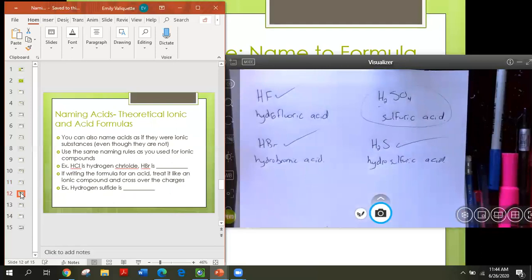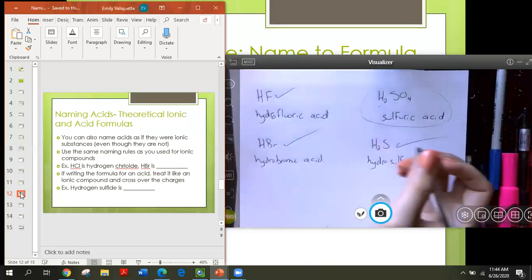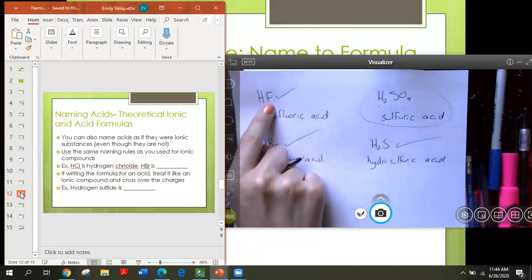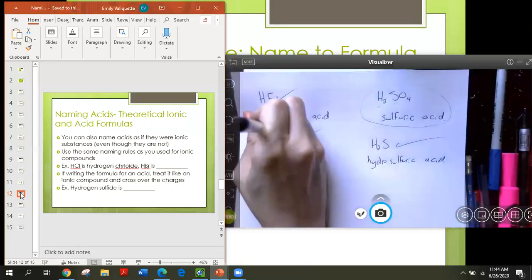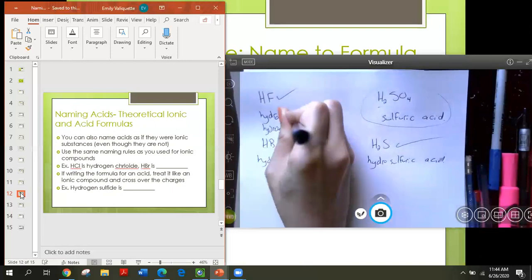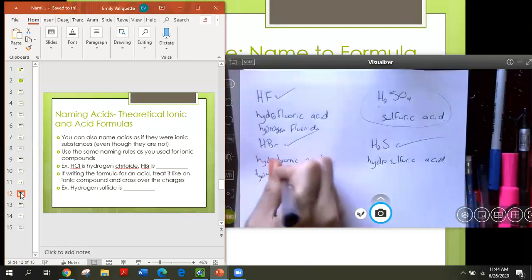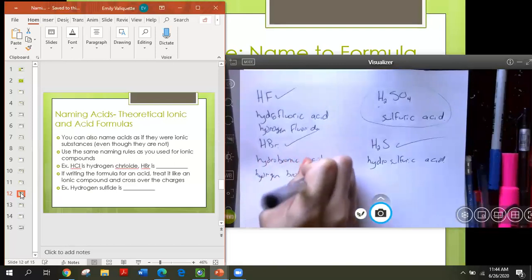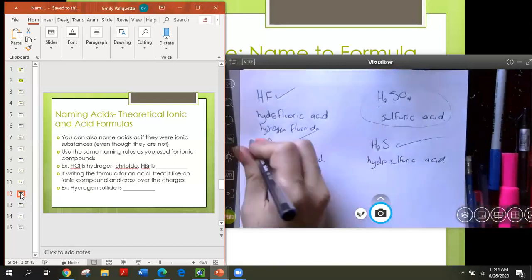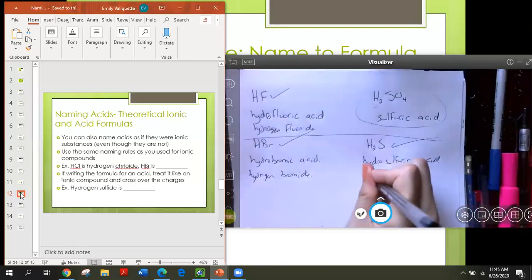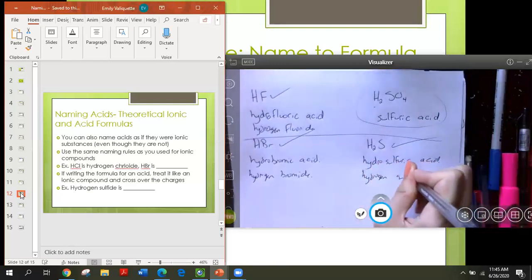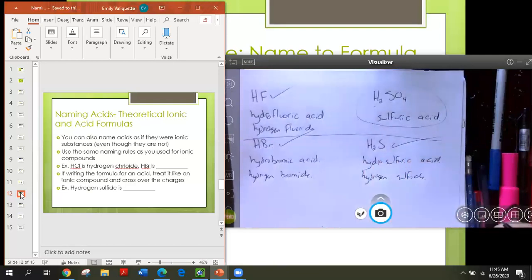We're not going to worry too much about the theoretical ionic names this year. Again, that's something that's more important in Chem 20, but really it's just you name the two elements. So it would just be hydrogen fluoride for hydrofluoric acid, or hydrogen bromide for the hydrobromic acid. It's just another way of naming them. So it would be hydrogen sulfide.